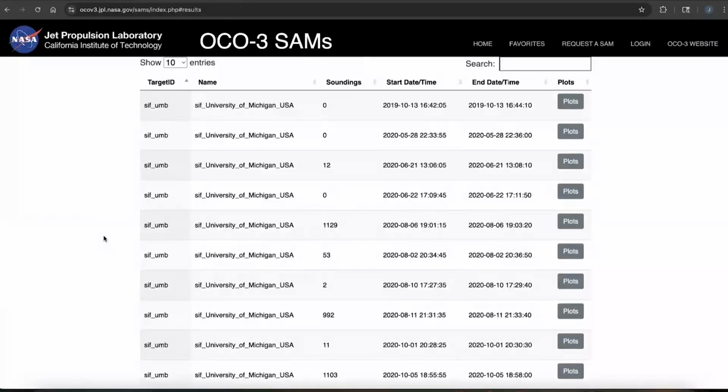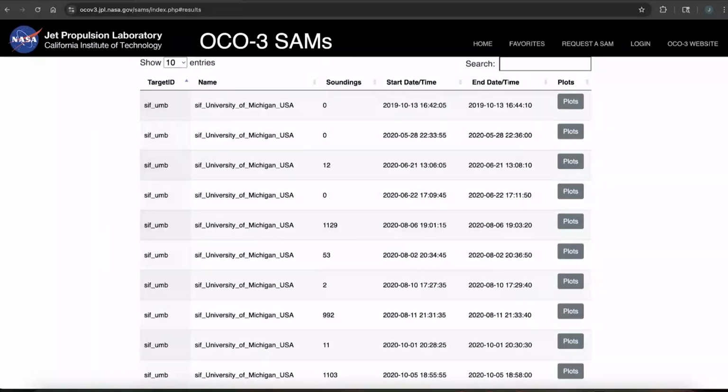The table of results describes the time of each observation as well as the number of soundings, which roughly corresponds to the number of samples we can expect to find in the data from each SAM acquisition. So here's our column with soundings, and you can see some of them have a value of 0 and some of them have a much higher value.